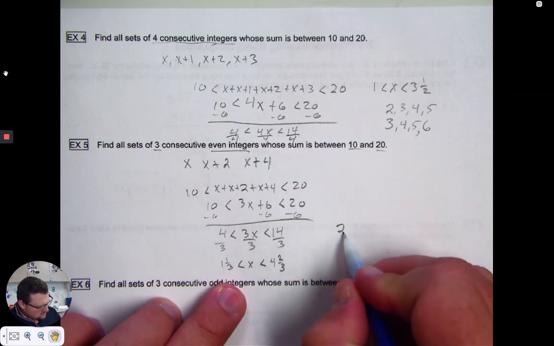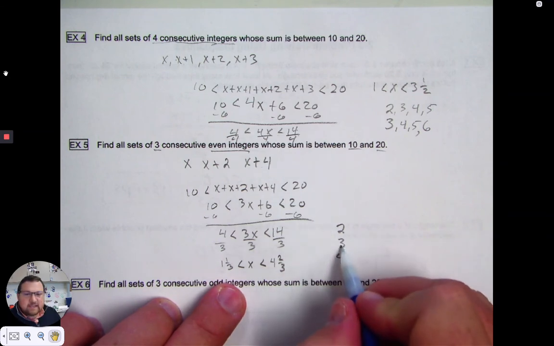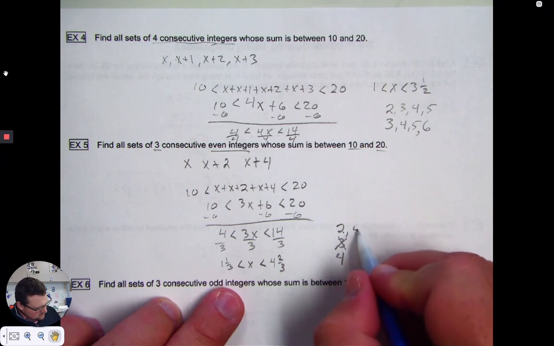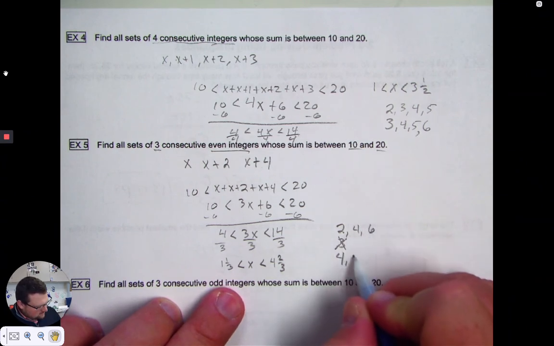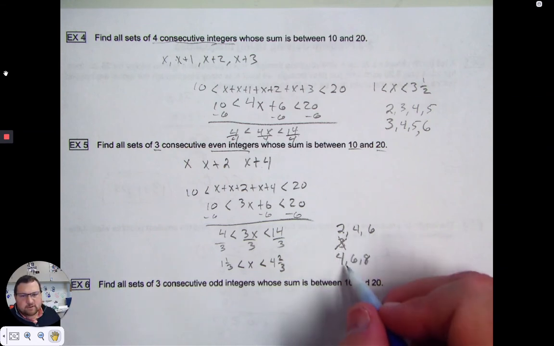well, you would have 2, 3, and 4, but 3 is not even, right? It's odd, so we can't start off one of ours with that number. So then we have 2, 4, and 6, and 4, 6, and 8. Remember, we're only solving for the first one.